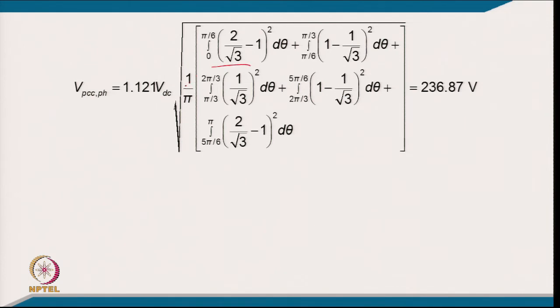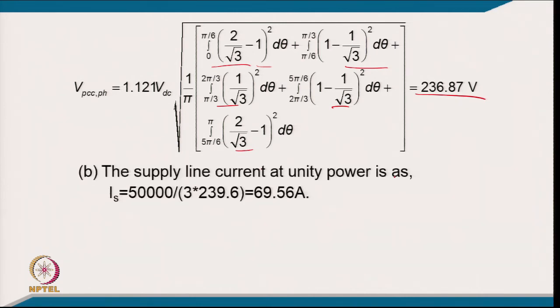It is 2 upon 2 pi, so it comes half wave only. So, first segment, second segment, third, fourth, fifth segment total. From this we can calculate the RMS voltage at the input of the diode rectifier, which comes 236.87 volt. And the supply line current at unity power factor is IS equal to active power 50 kilowatt divided by 3 into phase voltage 239.6, with power factor unity.